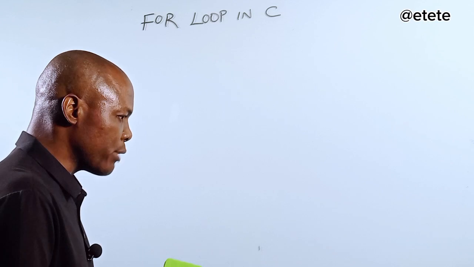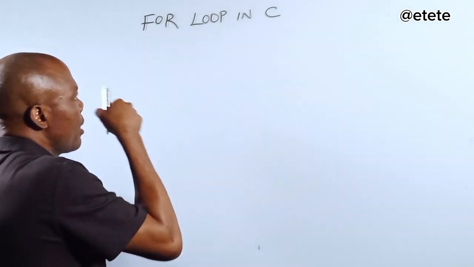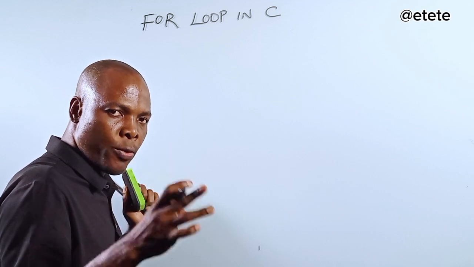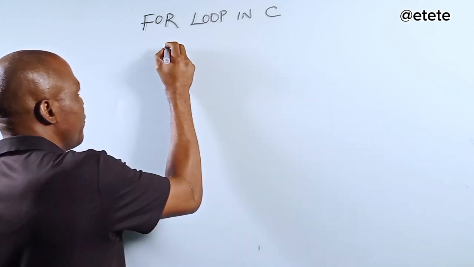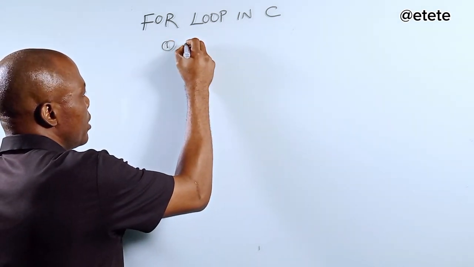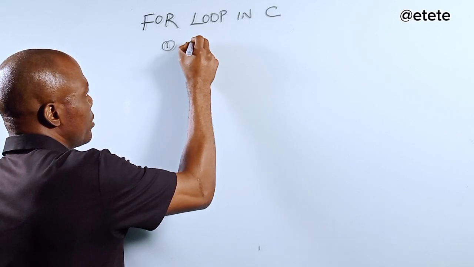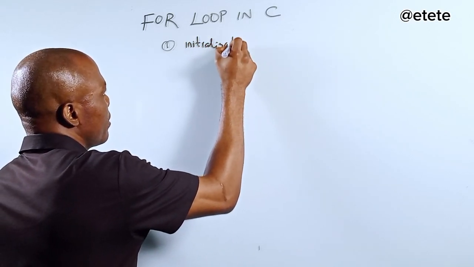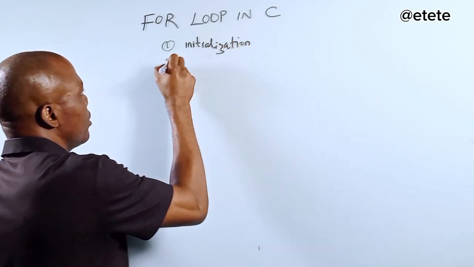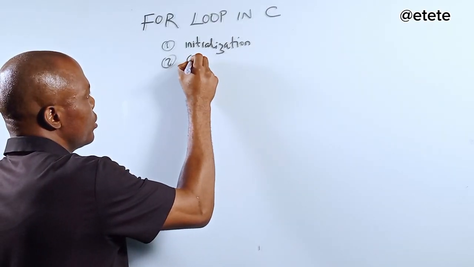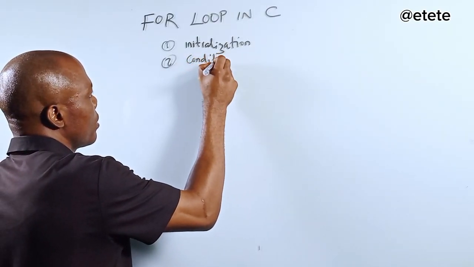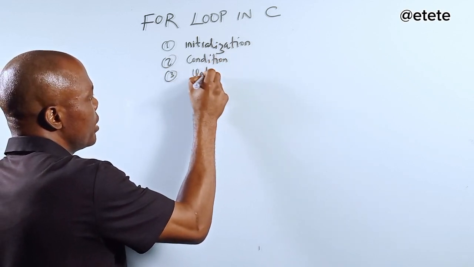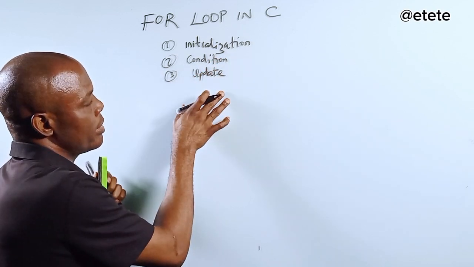Now, to write the syntax for a for loop, I told you that there are 3 components required for a loop. And the first one is what? Initialization, right? The second one is condition. And the third one is what? Update, which is either increment or decrement, right?